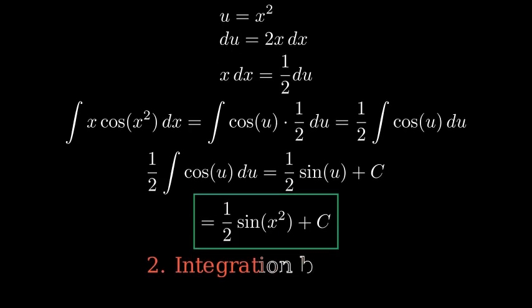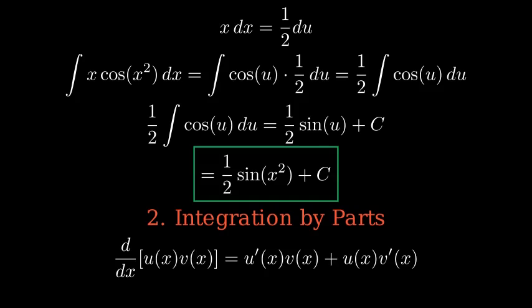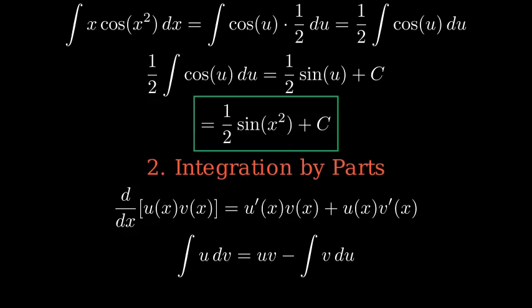Now, let's move on to our second major technique, integration by parts. Integration by parts is based on the product rule from differentiation. If you recall, the product rule states that the derivative of a product of two functions u of x and v of x equals u prime of x times v of x plus u of x times v prime of x. If we rearrange and integrate both sides, we get the integration by parts formula. The integral of u times dv equals u times v minus the integral of v times du.